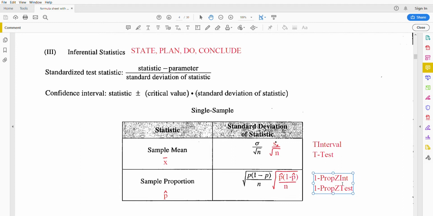Again, the calculator commands related to single sample inference problems about proportions are one prop z int and one prop z test.